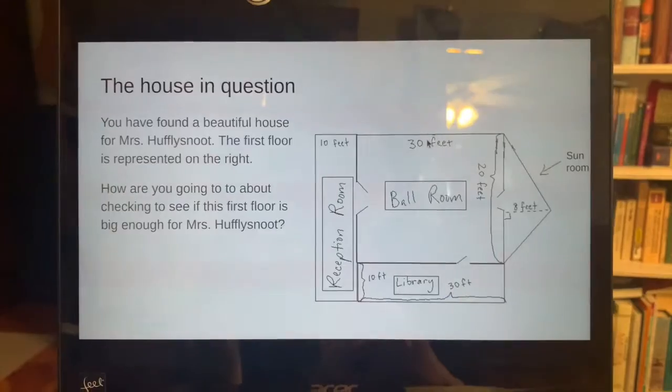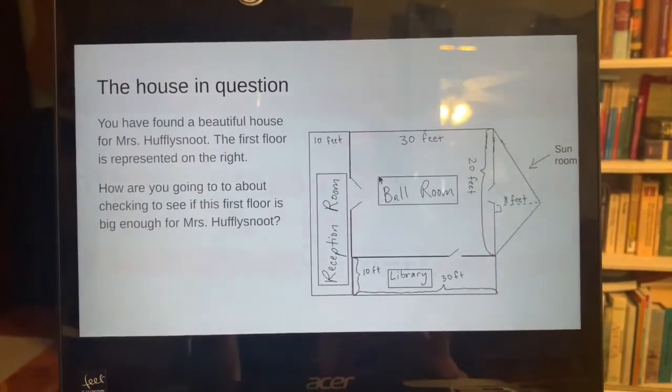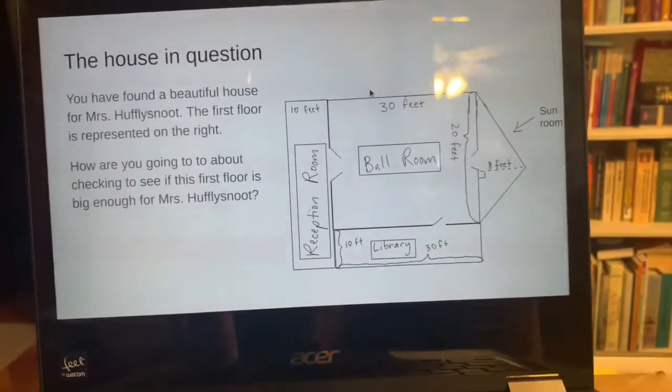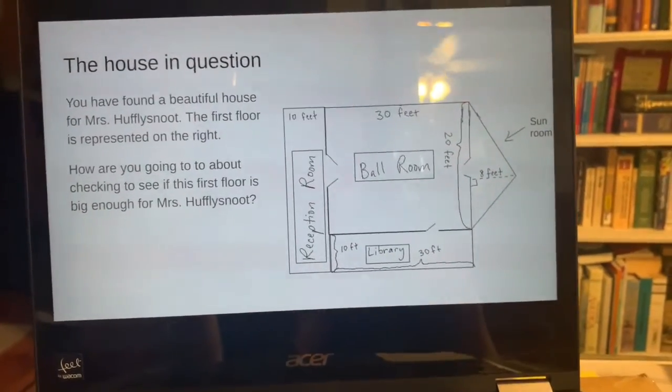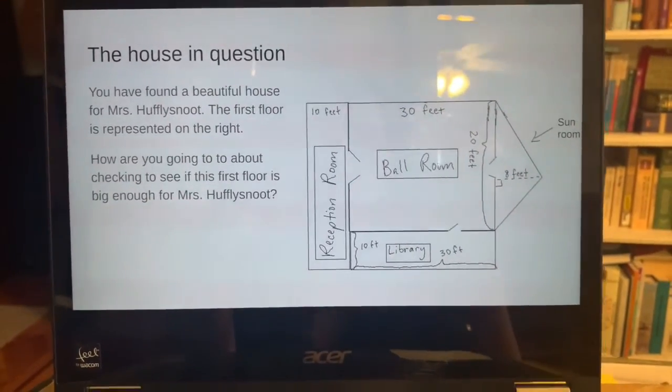But you could also break it up into as many rooms as you want and then add them together at the end. It doesn't matter because area is additive, which means you can break it up into small pieces, find all the area of those, and then add it back together. So that is the main point of this lesson and what you are going to need to do your homework.